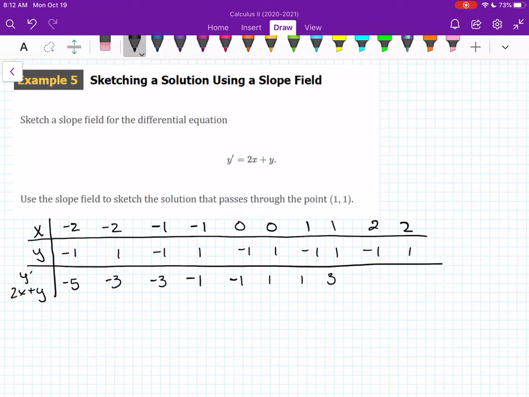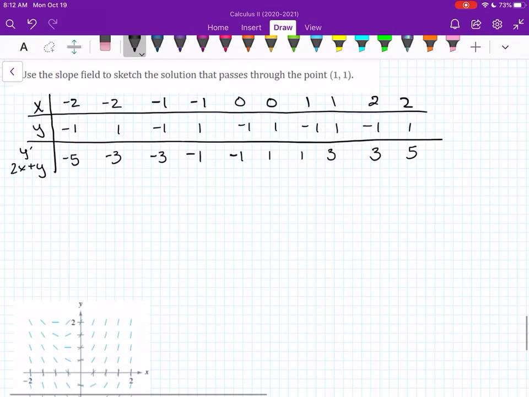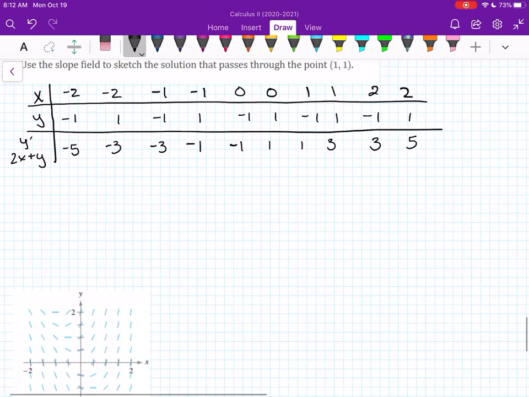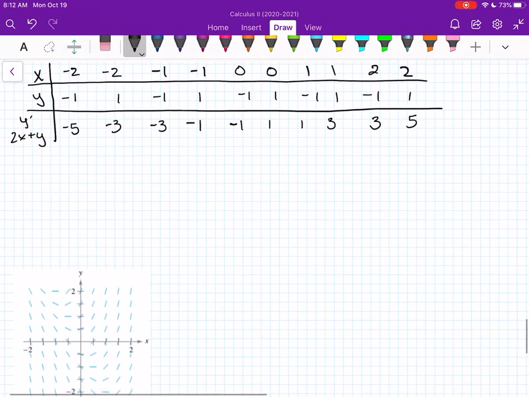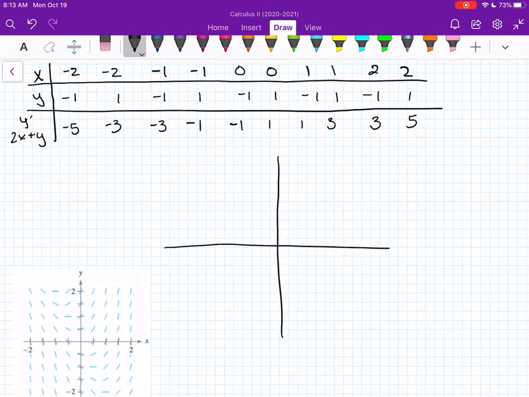2 times 2 plus -1 gives me a 3. And 2 times 2 plus 1 gives me a 5. Okay, fantastic. So this gives us some points to work with here. And so here I kind of have the answer so we can skip. So if we look, we can go to the points.